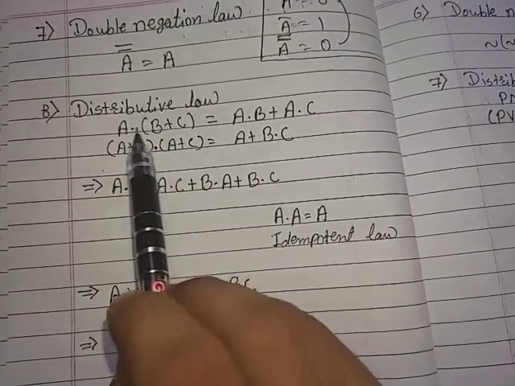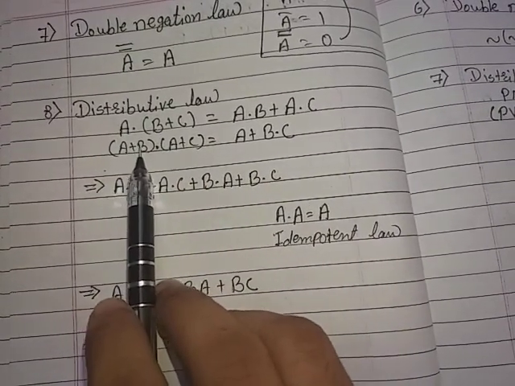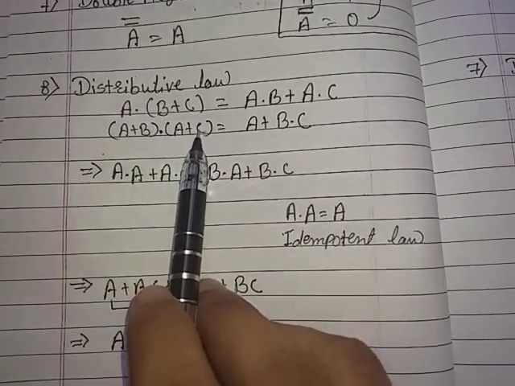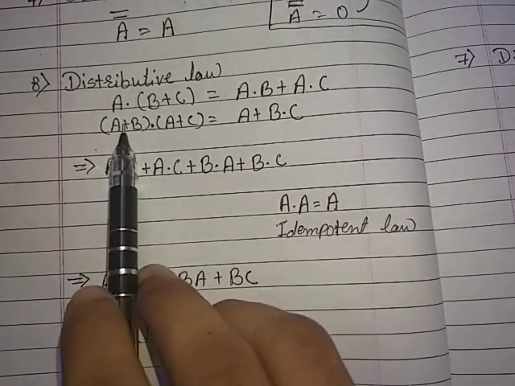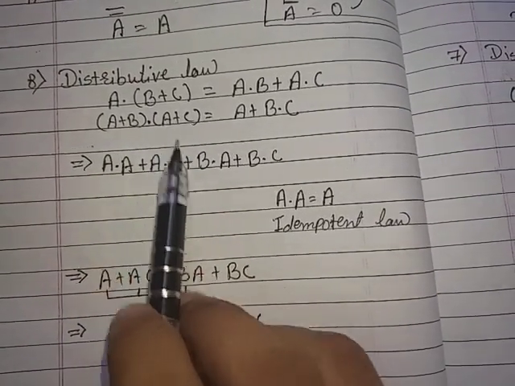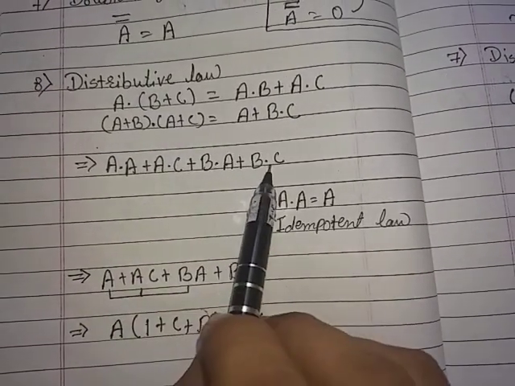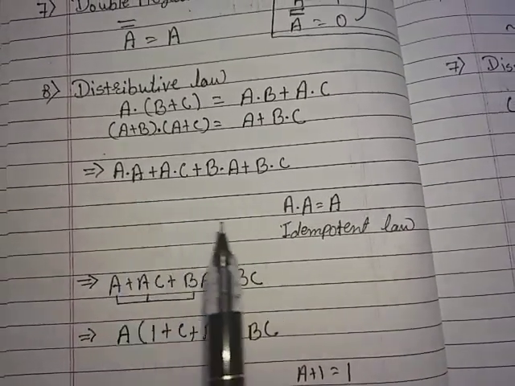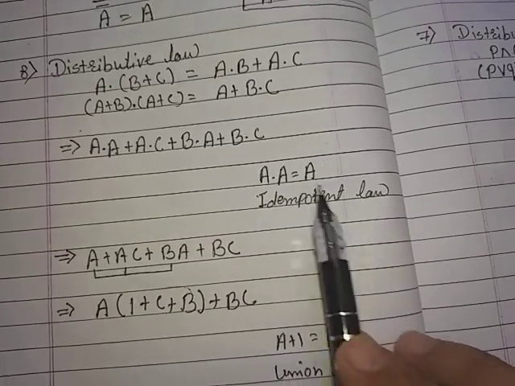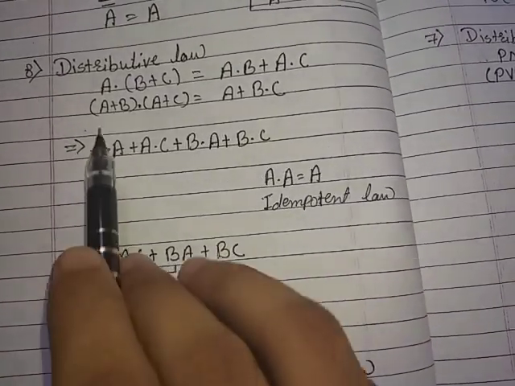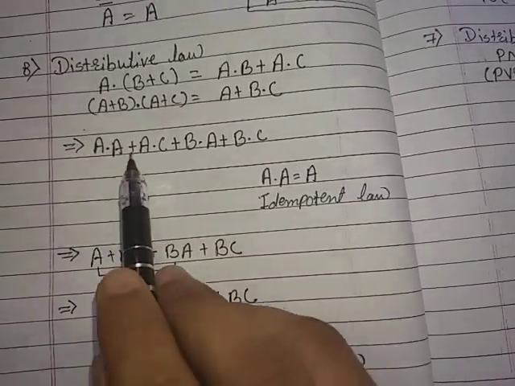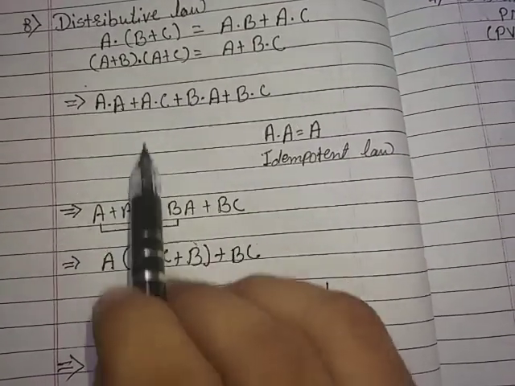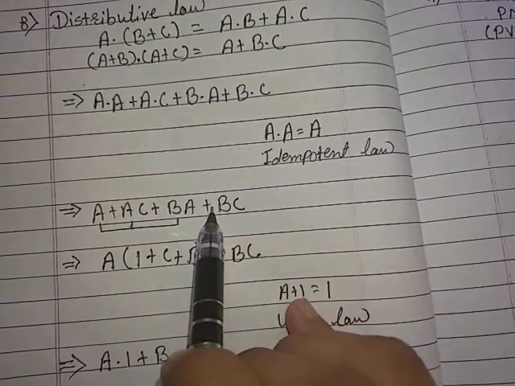Now let's see how this came. We have (A plus B) dot (A plus C) in the LHS. Now I am going to open the bracket by simple mathematical rule. A dot A, A dot C, B dot A and B dot C. Here it is A dot A plus A dot C plus B dot A plus B dot C. As we know that from idempotent law, A dot A is equal to A. So this A dot A becomes A, rest is as usual. So it becomes A plus A dot C plus B dot A plus B dot C.